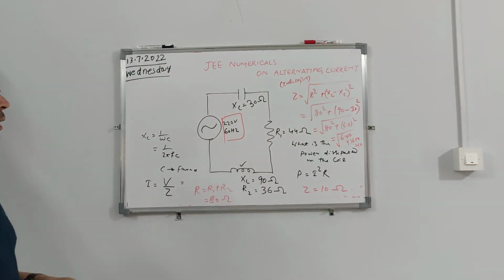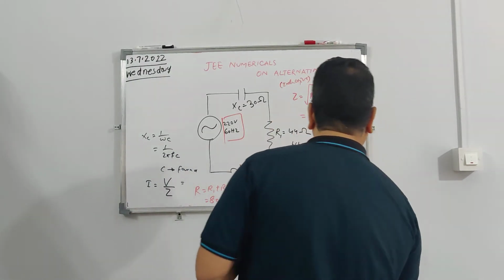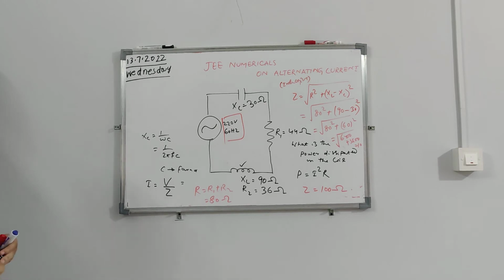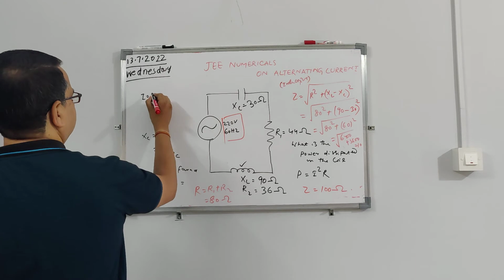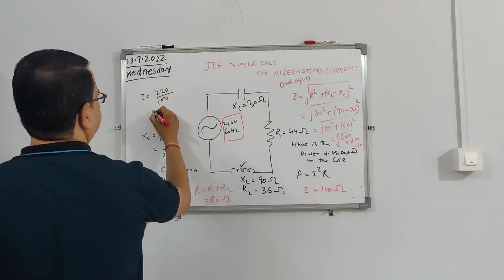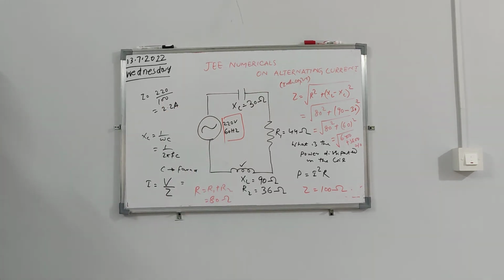No, it's 100. So your impedance is equal to 100 ohm. 220 by 100, so your current is equal to 220 by 100, which is equal to 2.2 ampere. So this is the current flowing.